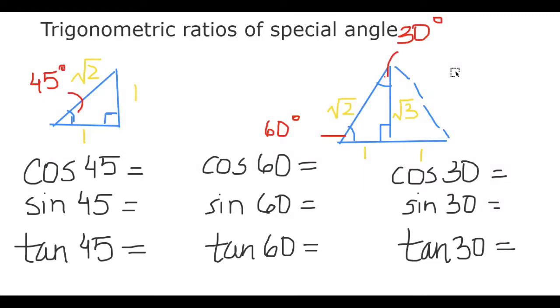This is the trigonometric functions chapter from the additional mathematics GCSE O-level syllabus. Let's begin. The first thing that we're going to do is trigonometric ratios of special angles. The three special angles that we have are 45 degrees, 60 degrees, and 30 degrees.